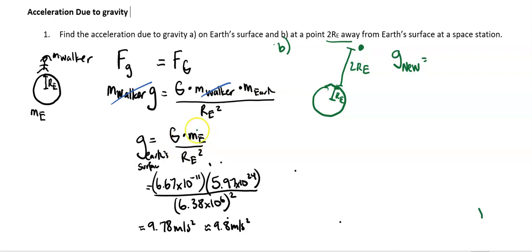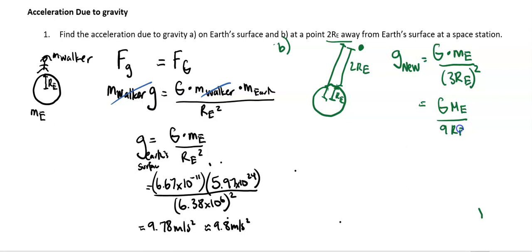It's going to be the same idea as this other thing. Acceleration, or big G, the universal gravitational constant, times the mass of the Earth, divided by the distance from where you are to the center of the Earth. I want you to think about what that is. That is just 3RE, this whole entire distance right here. So 3RE squared. So now we can put that in. GME over what? 9RE squared.